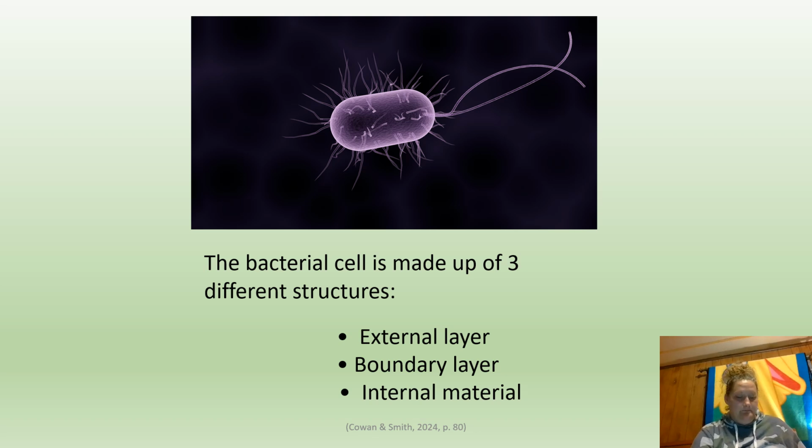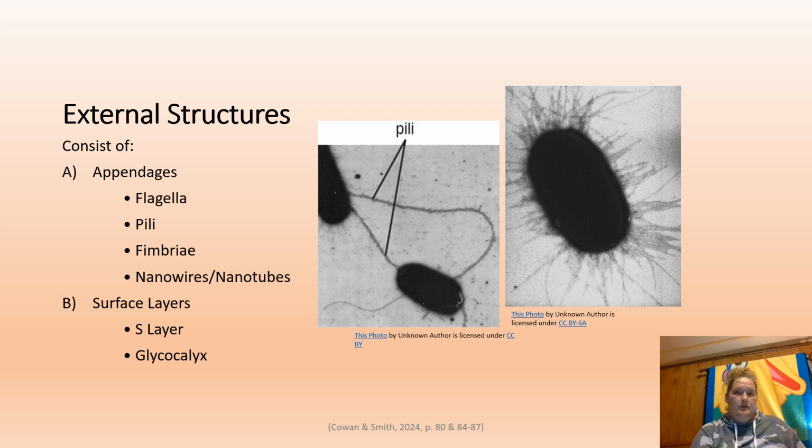All right, the bacterial cell is made up of three different structures: the external layer, the boundary layer, and the internal material. The external layer is the first one I'm going to talk about. The external layer is made up of structures. These structures consist of appendages and surface layers.